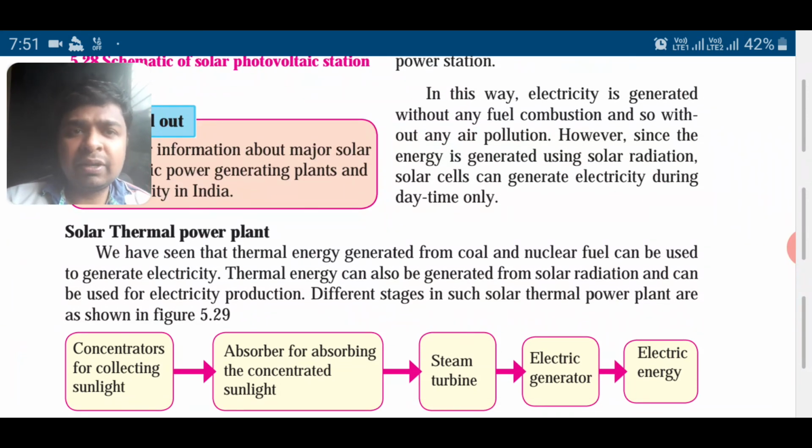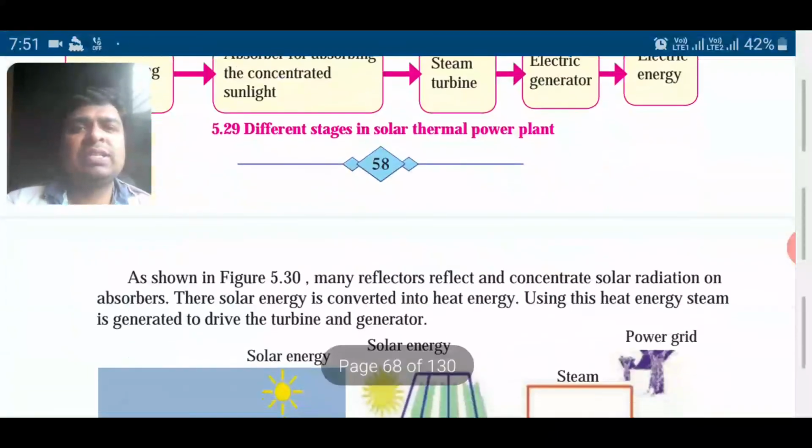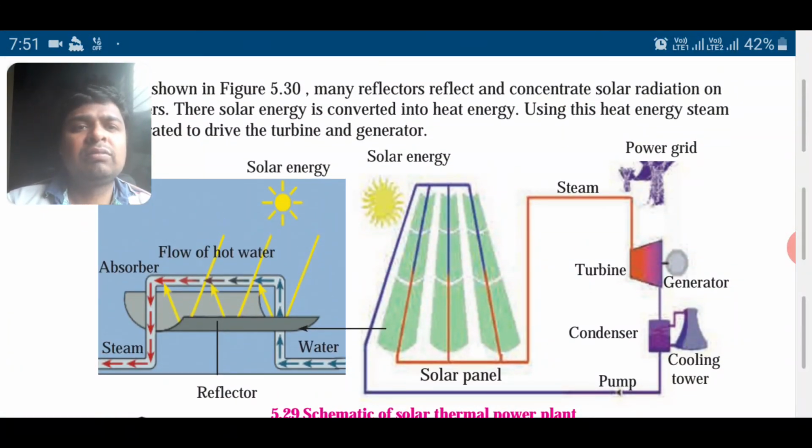Now there is another method, that is the solar thermal power plant. We collect the solar energy by concentrators, absorb the sun's heat, then produce steam by that heat, and rotate the turbines and produce electricity with the help of generators. Here they have shown us the different stages. You can have a look at it. Hot water is produced by the solar heat. We can concentrate the heat on the flowing water, and this water produces steam, and this steam can be used to rotate the turbines, which will produce electricity.